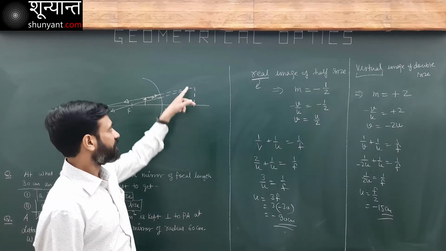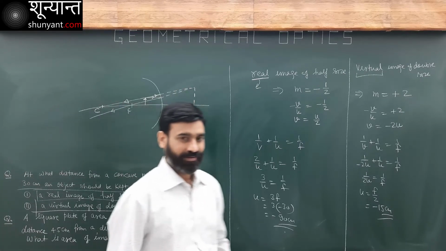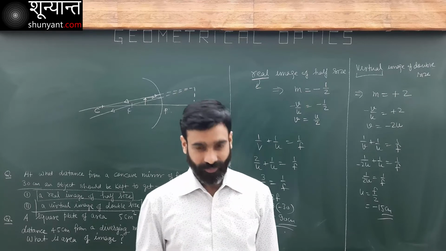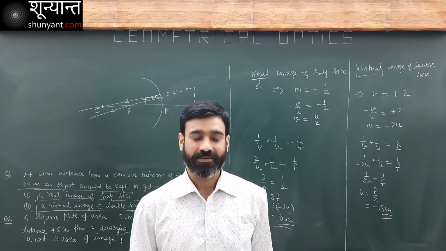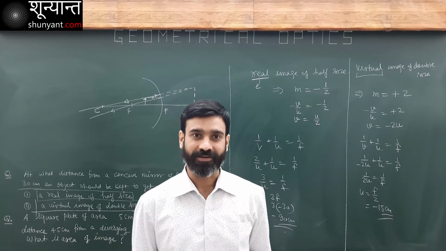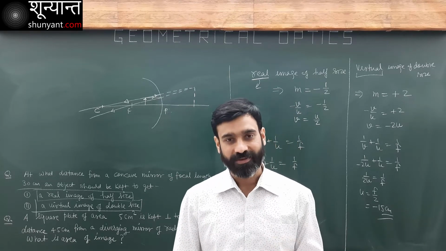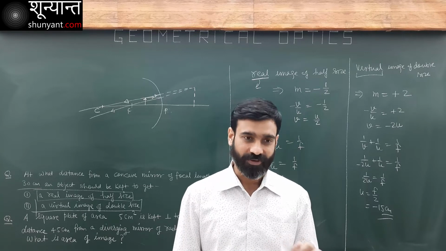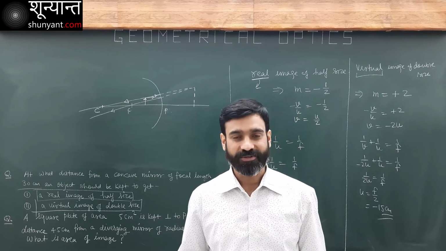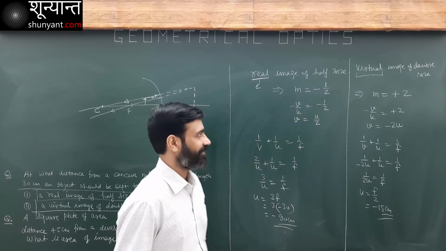Virtual image is erect. So in a concave mirror, we get all types of images: real, virtual, erect, inverted, magnified, diminished. But in a convex mirror, we always get a virtual image if the object is real. I am writing this all the time.